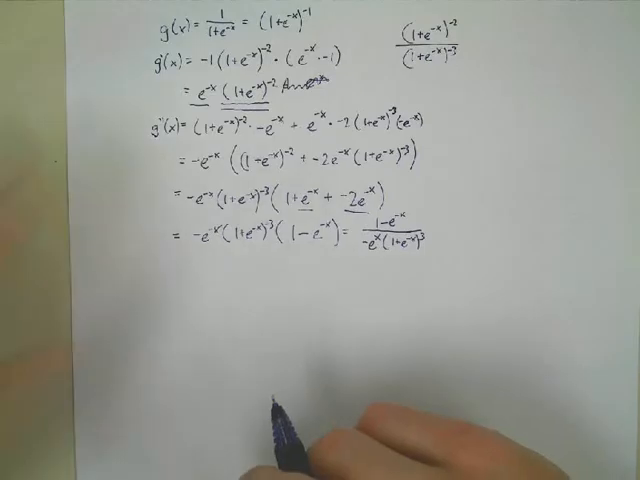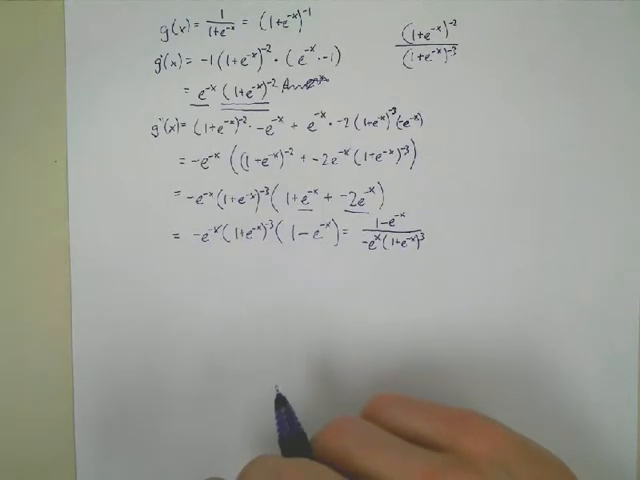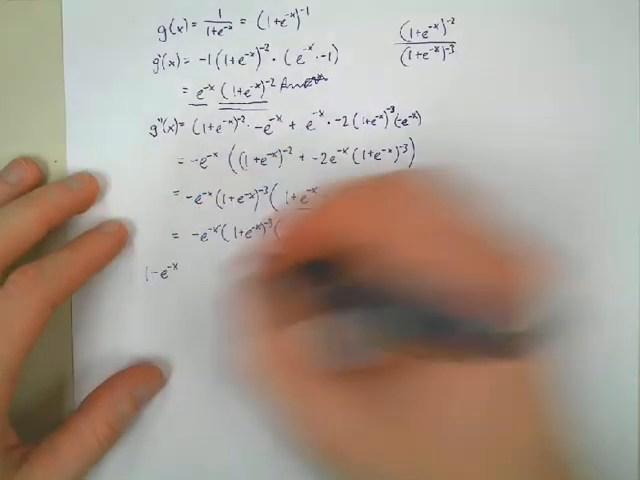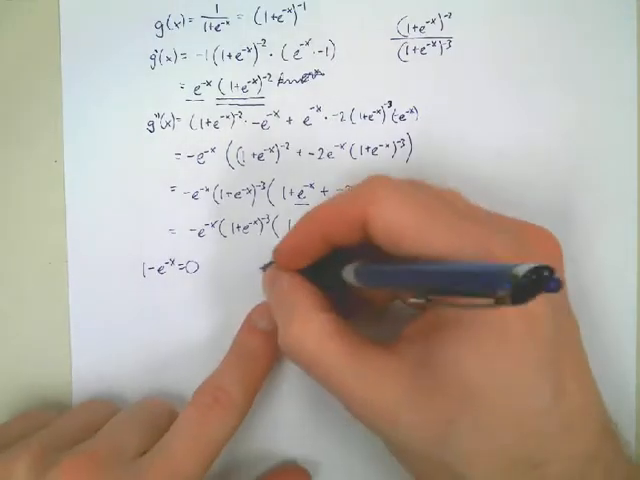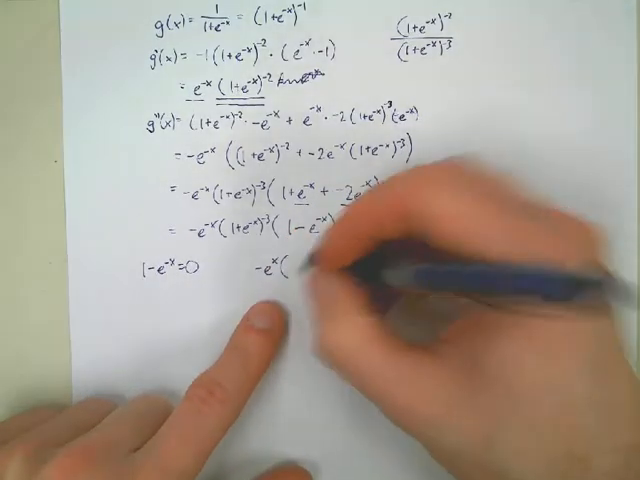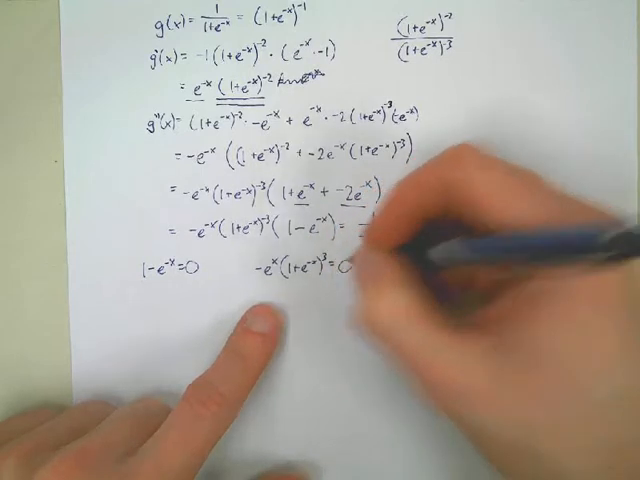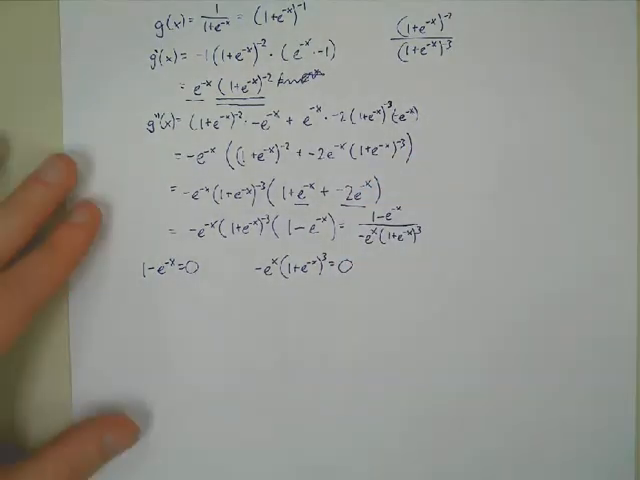So now we've got our second derivative, somewhat simplified. We want to do what with this now? Set it equal to 0, or when it's undefined. So we'll set the numerator equal to 0. We'll set the denominator equal to 0.